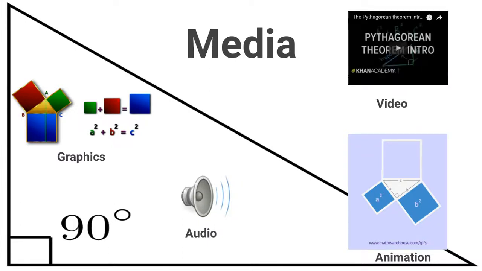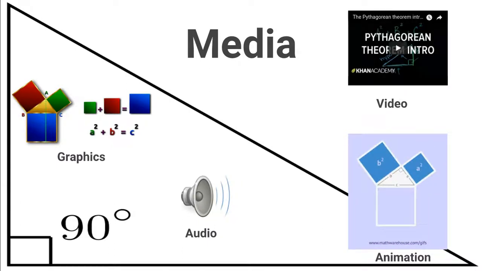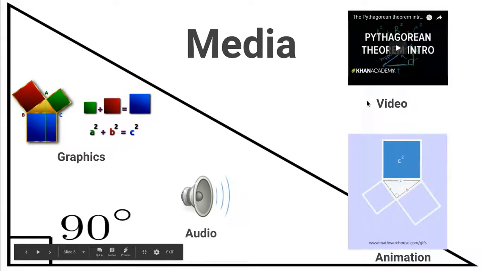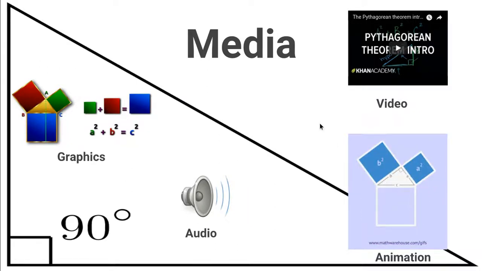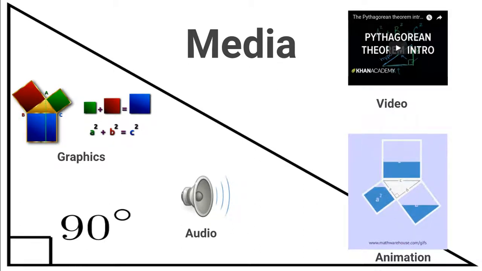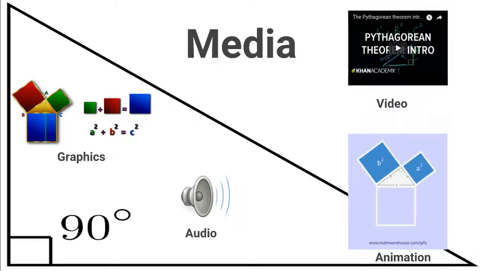The final aspect of good visualization within a presentation is media. Now, this includes graphics. You could have audio, a video, or even some animation. Now, even thinking back to screen design, this is probably too much information on one slide. The topic of the slide would be the Pythagorean theorem, and you can see in the background I have a right triangle. So with the background, the graphics, the animation, the video, it's just too much.